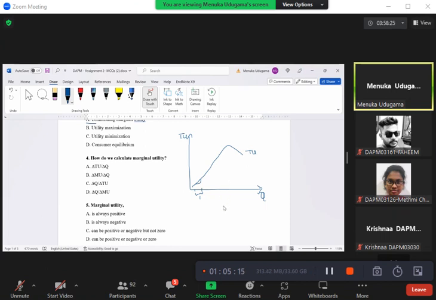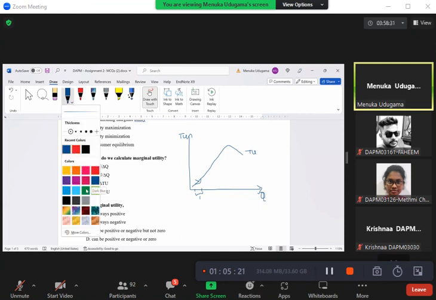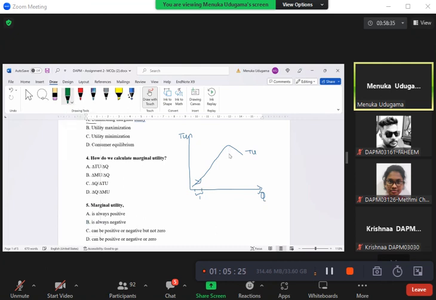Therefore, marginal utility is the slope of the total utility function, and if you plot that on the same graph, you will see that when total utility is a maximum, the marginal utility becomes 0. Now this is the marginal utility. MU is marginal utility.